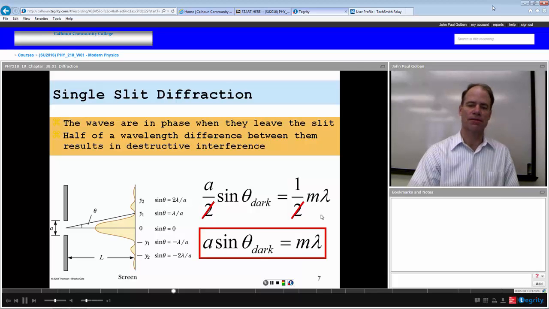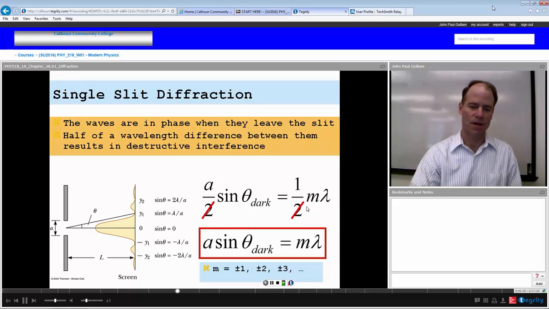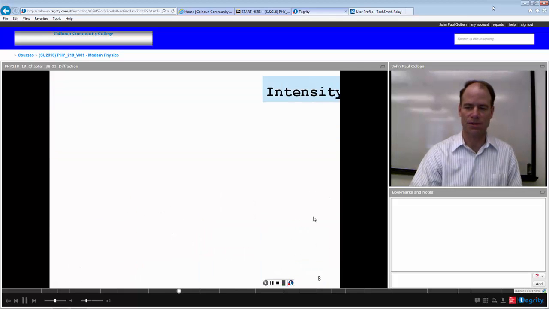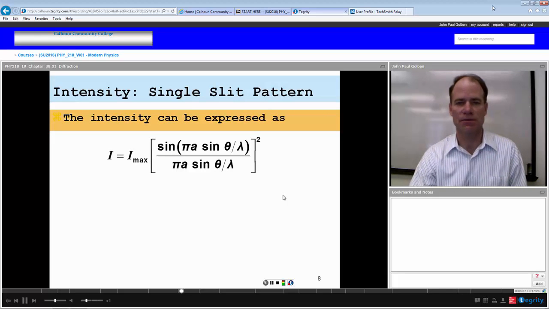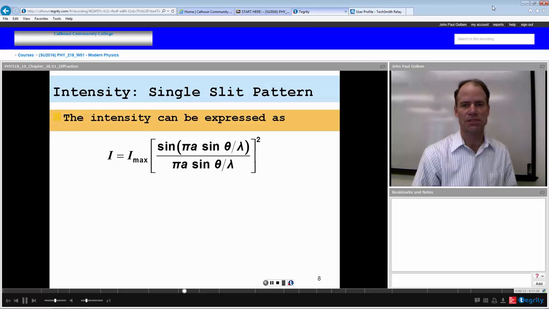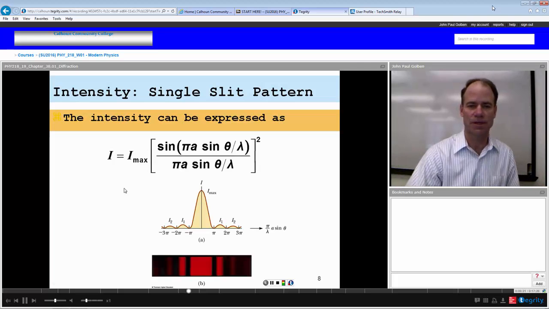So we will have that a sin theta to that point will be equal to an integer m times lambda, where m is plus or minus 1, plus or minus 2, and so forth. The intensity, in a similar type of treatment as we had for interference in the last chapter, will be equal to a maximum intensity times [sin(pi a sin theta over lambda) over (pi a sin theta over lambda)] quantity squared. If we combine this with double slit diffraction, then we'll have the intensities superimposed on each other.